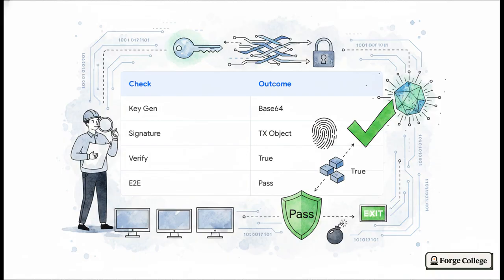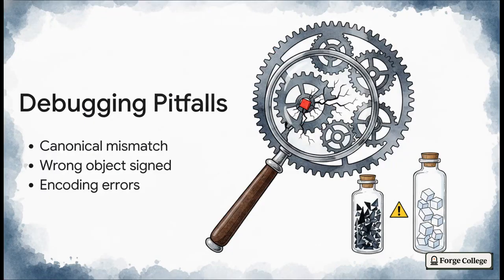Now, if your tests fail, and let's just be totally honest here, they almost definitely will on the first try, don't panic. Watch out for the most common pitfall, which is a canonicalization mismatch. All this means is that your signing script and your verification script are looking at a slightly different order of bytes. Seriously, even a single, tiny hidden space will trigger a catastrophic failure, so keep your environment strict.